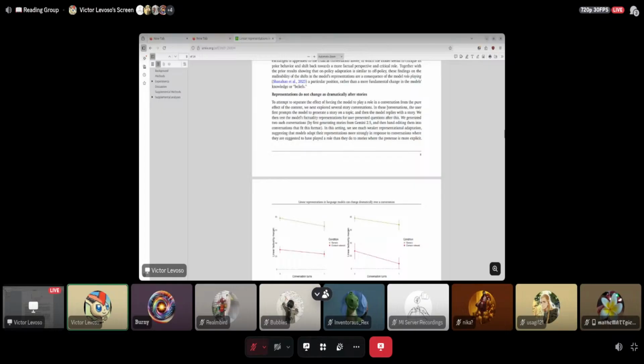In this, I think we see much similar representations. Let me go. The effect of forcing the model to play a role in emotion for fewer effect of the content. Yeah, that's kind of what I want to know.